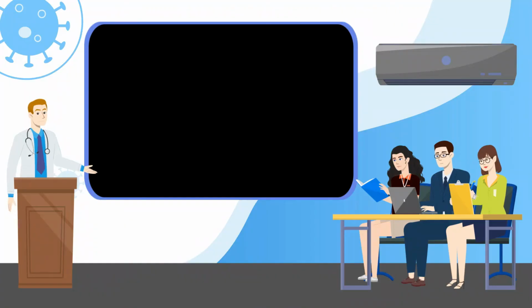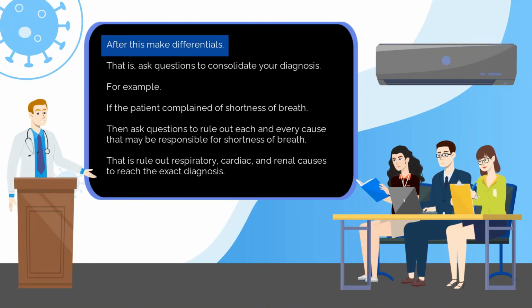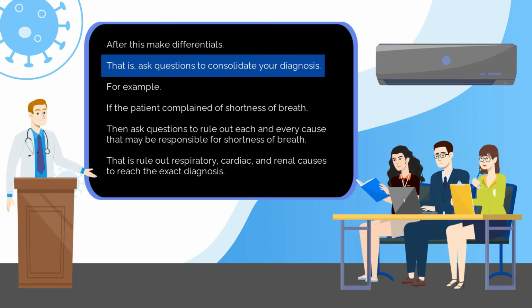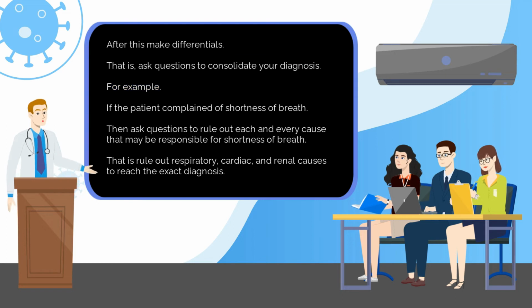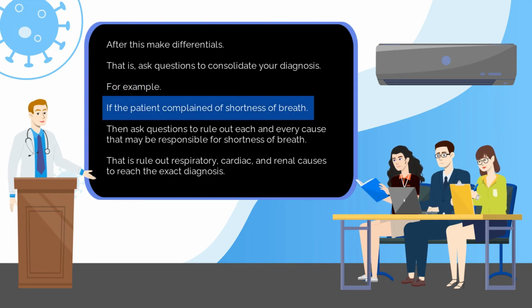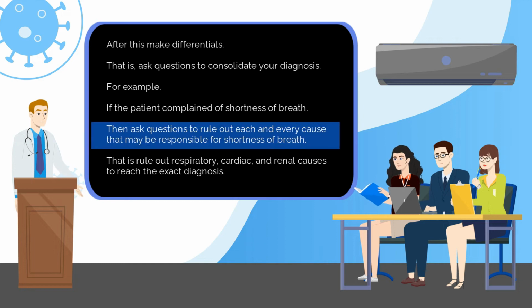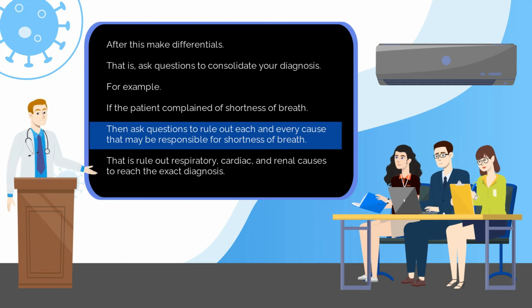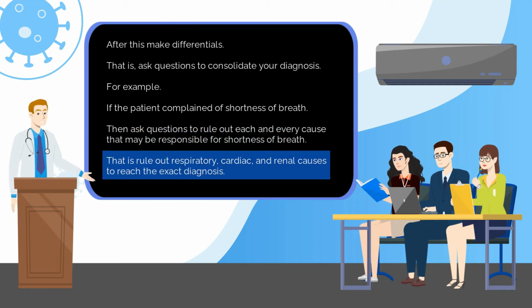After this, make differentials. That is, ask questions to consolidate your diagnosis. For example, if the patient complained of shortness of breath, then ask questions to rule out each and every cause that may be responsible for shortness of breath. That is, rule out respiratory, cardiac, and renal causes to reach the exact diagnosis.